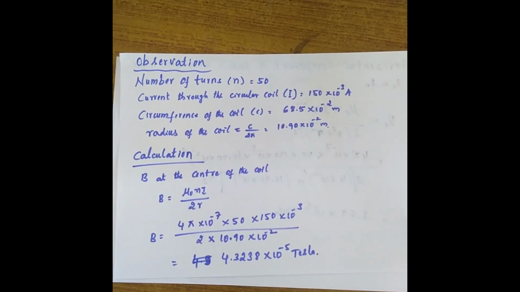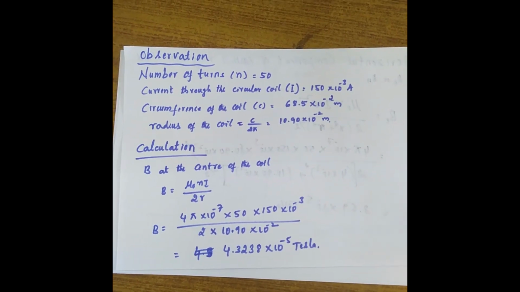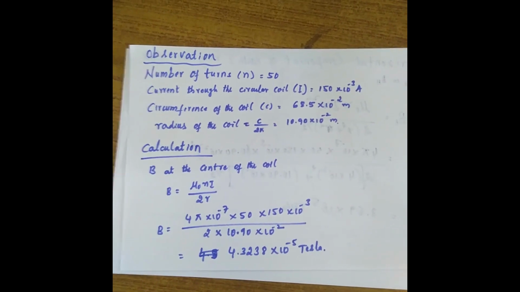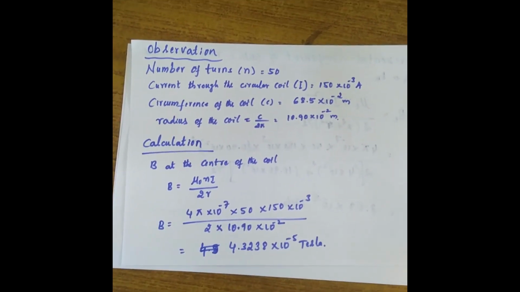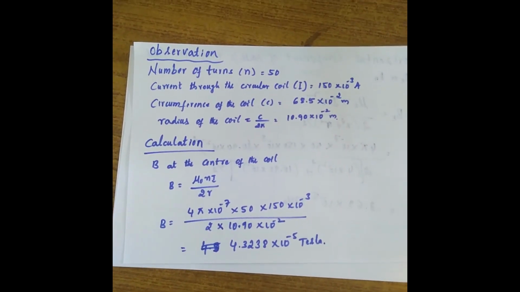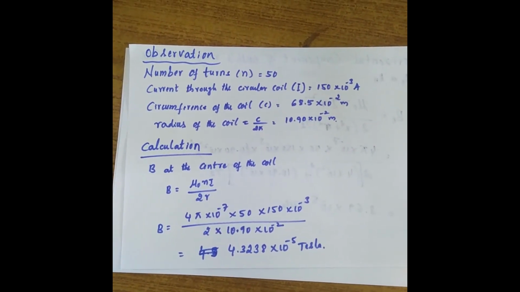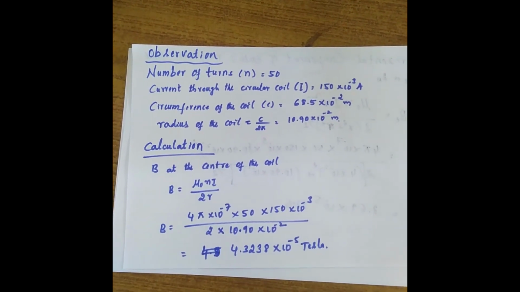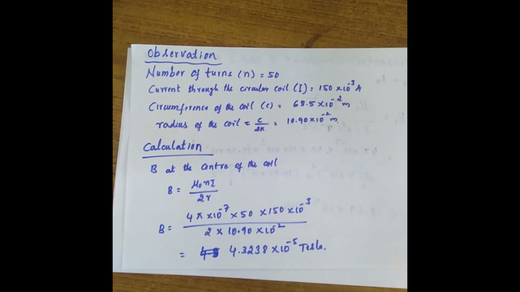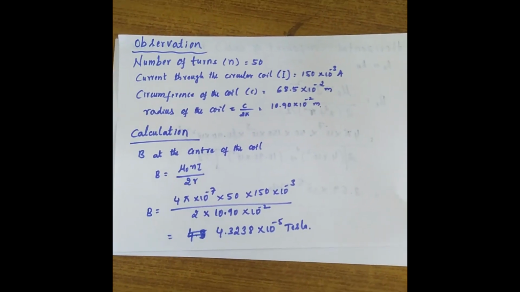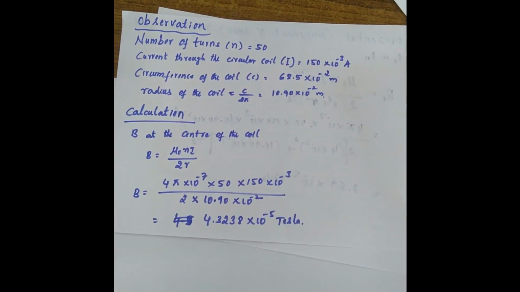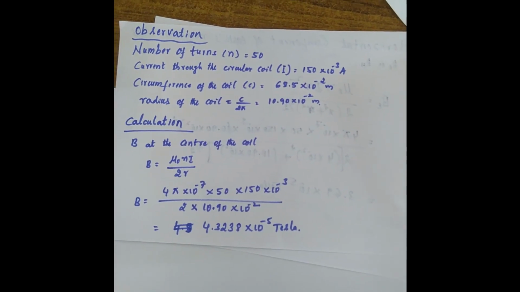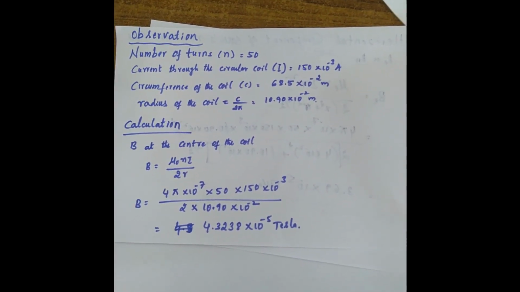Then we can calculate the magnetic field at the center of the coil by using the expression B is equal to mu naught N i divided by 2r. Here r is the radius of the circular coil, that is given by 10.90 centimeter or 10.90 into 10 power of minus 2 meter. So by substituting all the values, we can get the value of B at the center. The value of B at center is 4.3238 into 10 power of minus 5 Tesla.